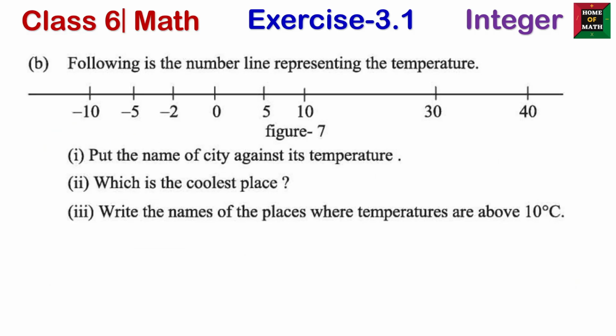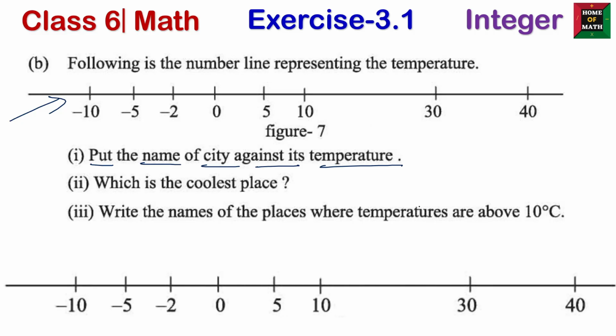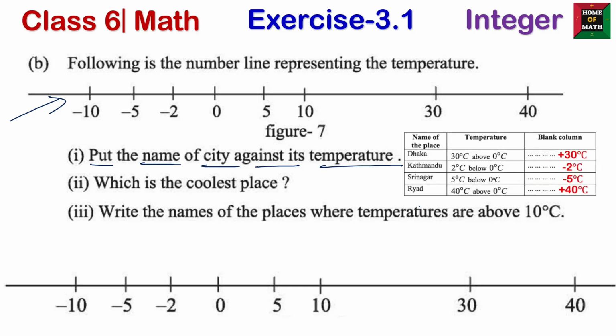Now put the name of the city against its temperature. This is a straight line and here we will mention the temperature which we already got in the earlier slide. So temperature is like this, we are writing, this is our straight line because we have to implement the city name. So this is our temperature, Dhaka, look 30 degree centigrade. So this is 30 and it should be Dhaka.